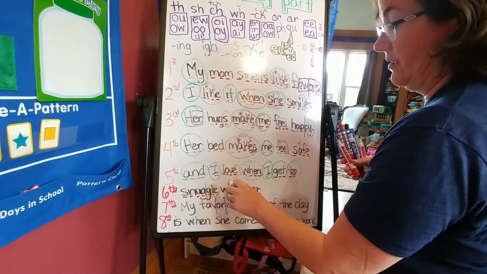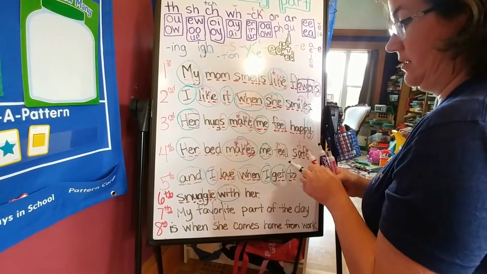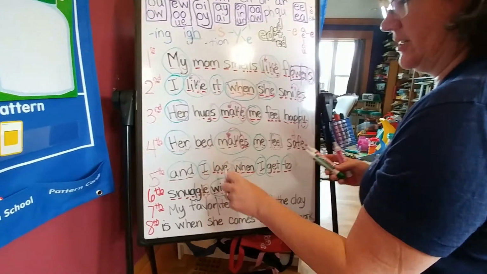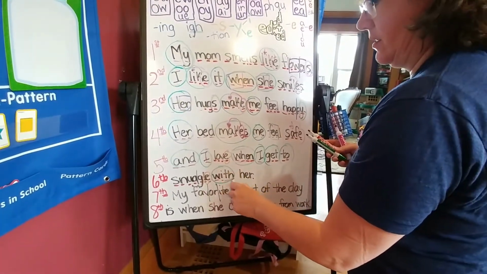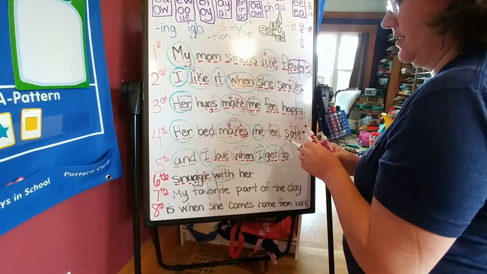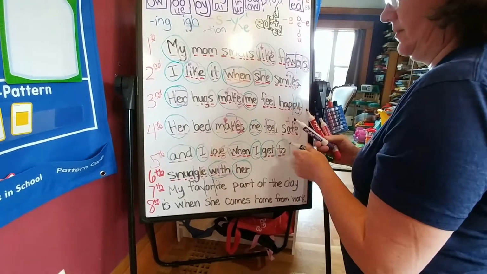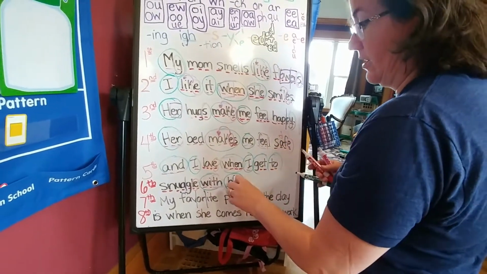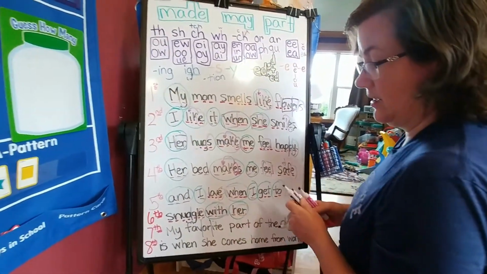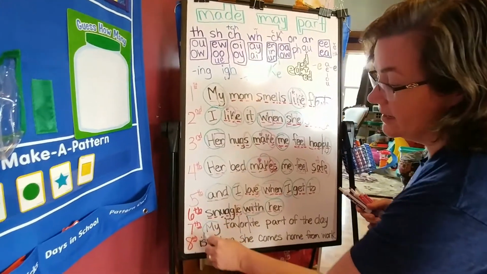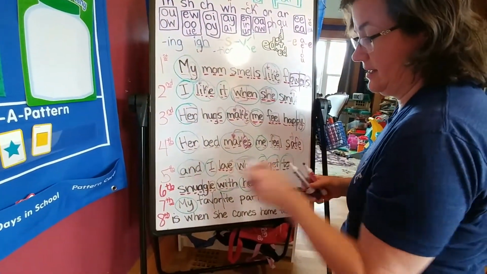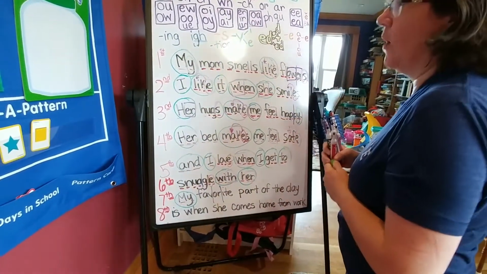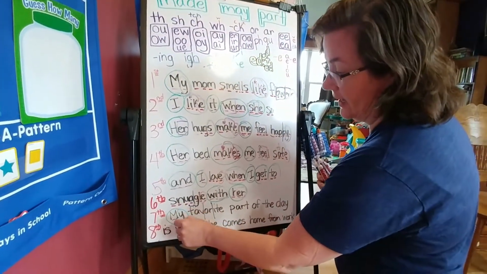Sight word with, W-I-T-H, with our letter pair T-H. Sight word her, H-E-R. We got our E-R. Sight word my, M-Y, with our Y at the end that makes that I sound like fly.